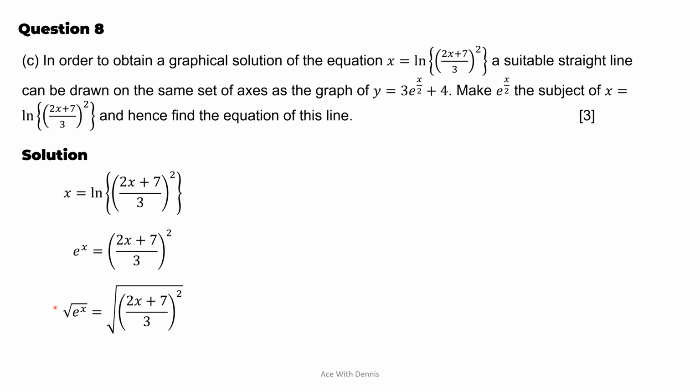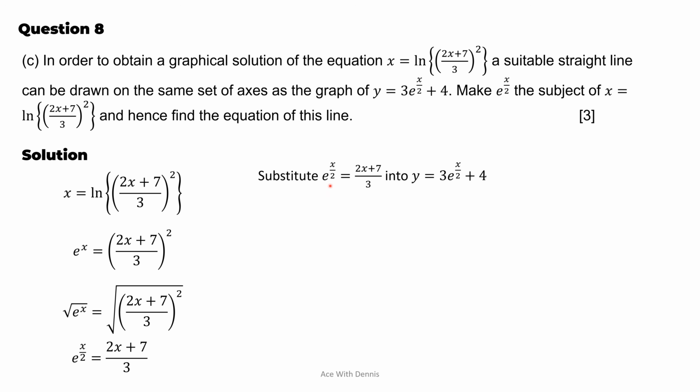Okay, then we square root both sides. So the square root of e^x equals the square root of ((2x+7)/3)^2. Hence, e^(x/2) equals (2x+7)/3. So we have made e^(x/2) the subject here.